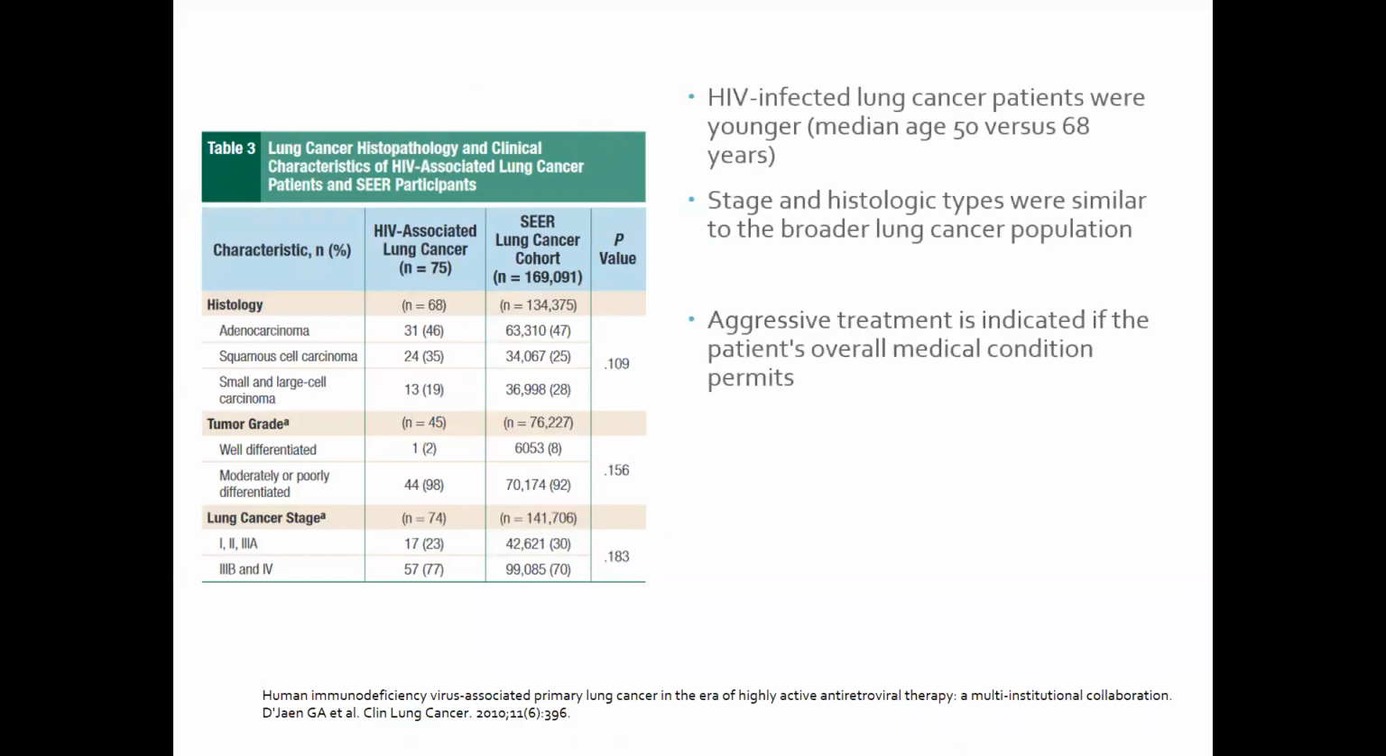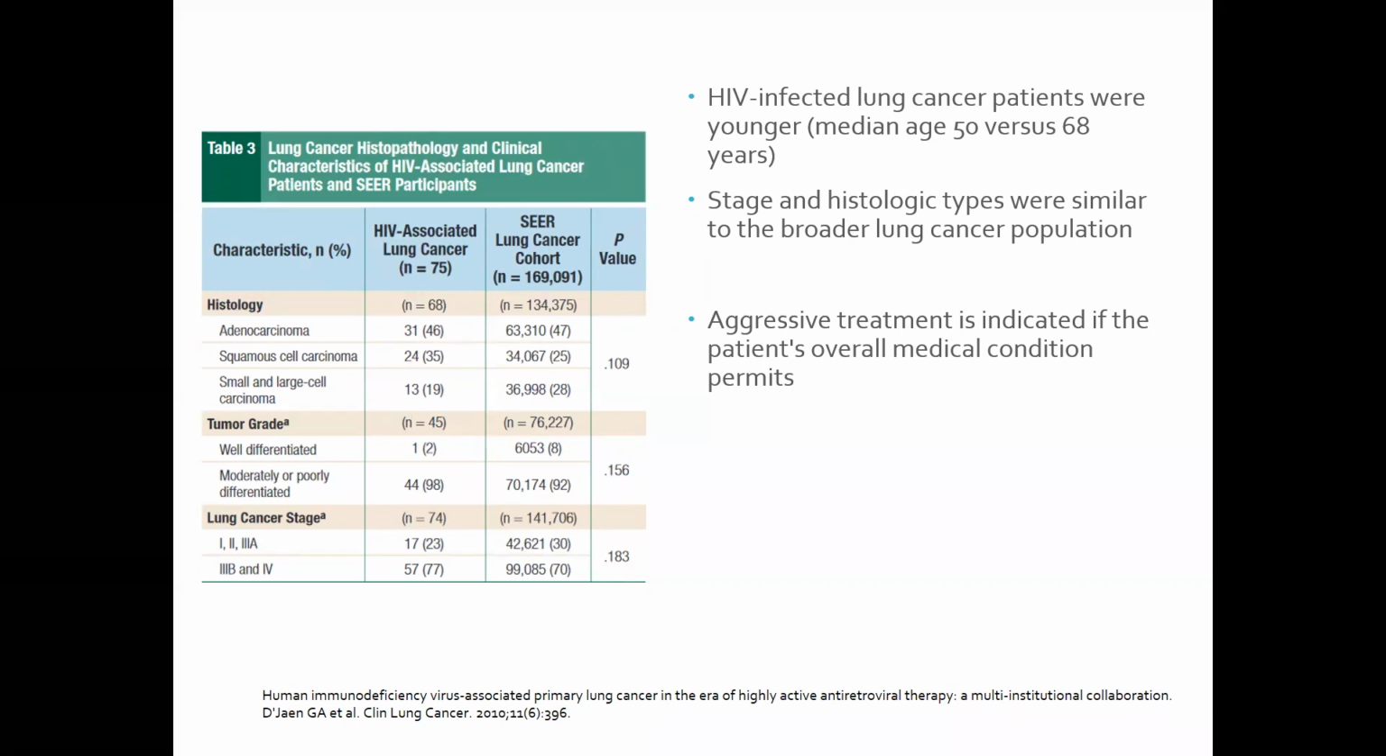In terms of the characteristics, this study compared HIV-associated lung cancer to the lung cancer cohort of patients who did not have HIV, and we saw that our HIV-associated lung cancer patients are usually younger. The stages and histology are pretty consistent. So adenocarcinoma and advanced stage at diagnosis remain consistent even with HIV patients.